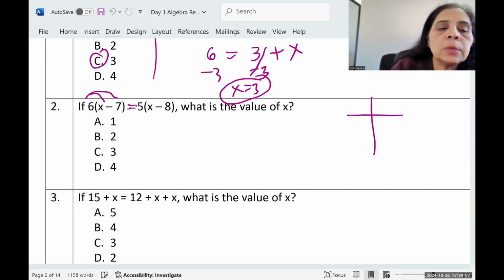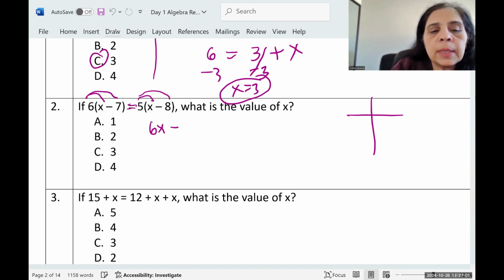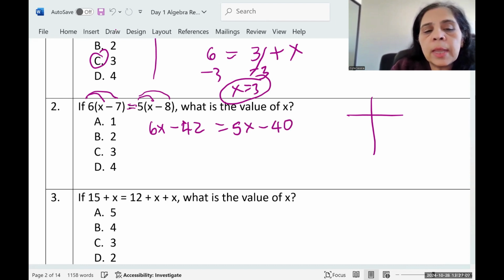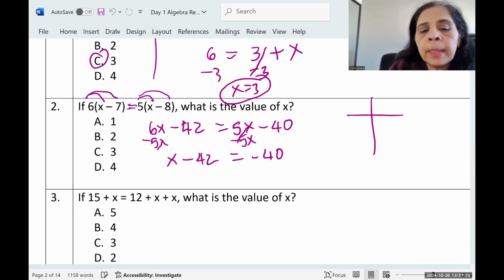We can use the distributive property first. So we have 6x, 6 times 7 is 42, equals 5x minus 40. Now we have 6x and 5x, so we subtract 5x: x plus 42 equals negative 40. Then you add 42 on both sides, so your x equals 2.